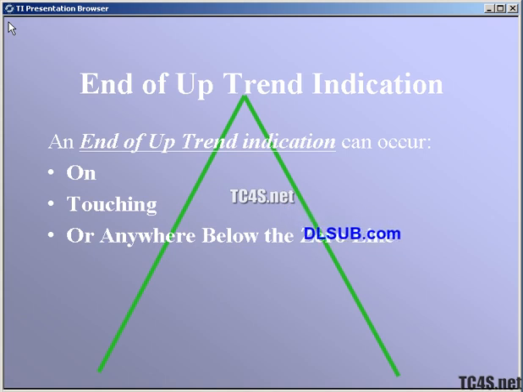When trading, it is very common for the market to trend and also to get signals that go against these trends. There is only one time when we can get permission to take a first signal against a trend, and we get that permission in the form of an end of the trend indication, and that is formed by the MACD. An end of the trend indication can occur on, touching, or anywhere below the zero line on the MACD.